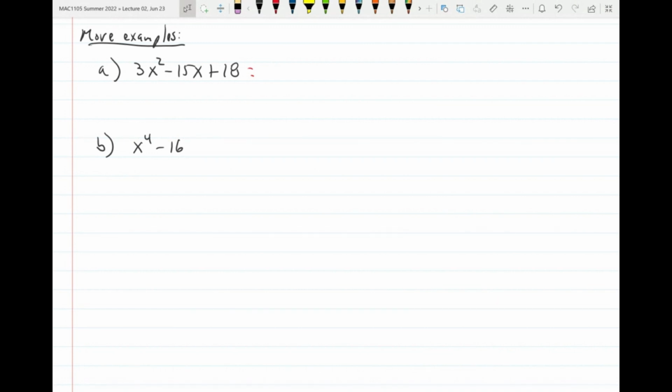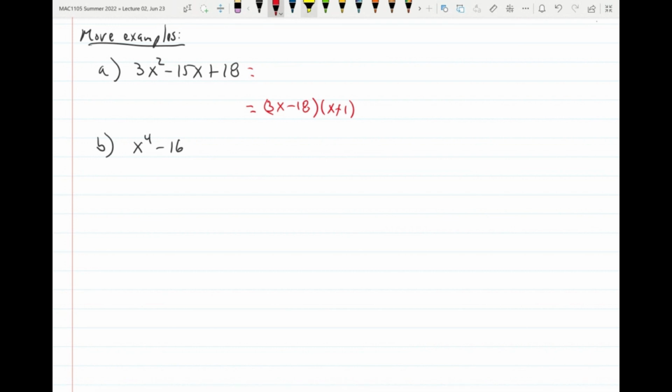Okay, let's see the first one. Anybody has an answer for this one? Yes? 3x minus 18 and x plus 1. Now, is this completely factored? Remember, I asked for the complete factorization. So, in other words, can we factor something else in here?